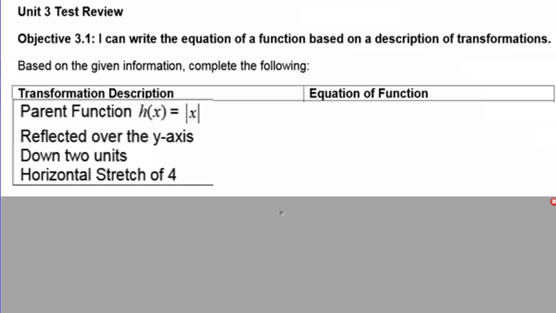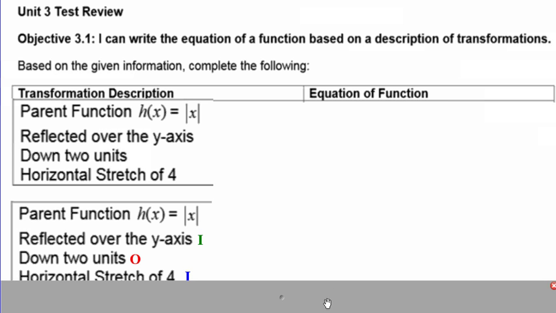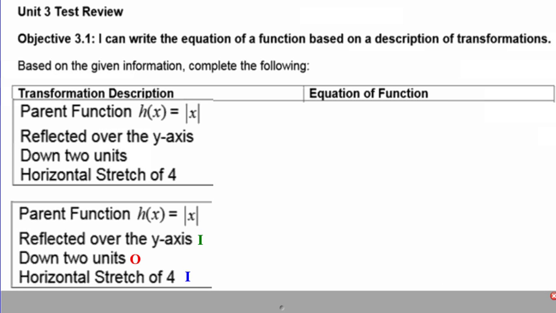As always, when you're talking about the transformations, you want to identify if they're input changes, output changes, or both. So again, if we think about reflecting it over the y-axis, that's going to be a change of the inputs. Moving it down 2 units, that's a change of the outputs. Horizontally stretching, that's an input change. So we typically label those changes as inputs and outputs.